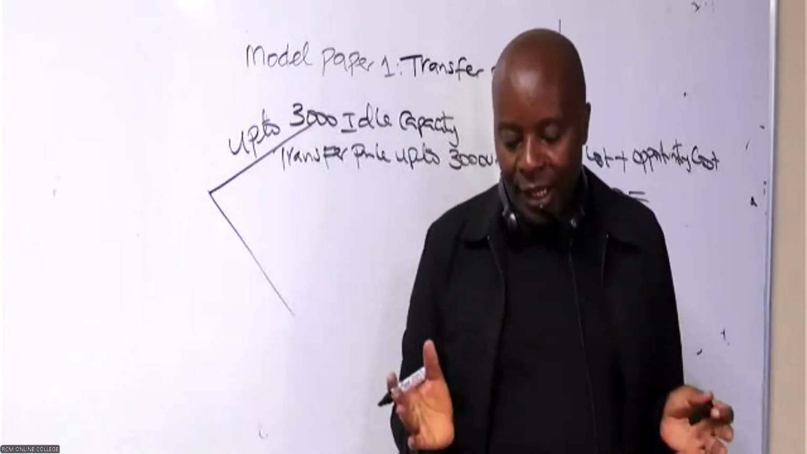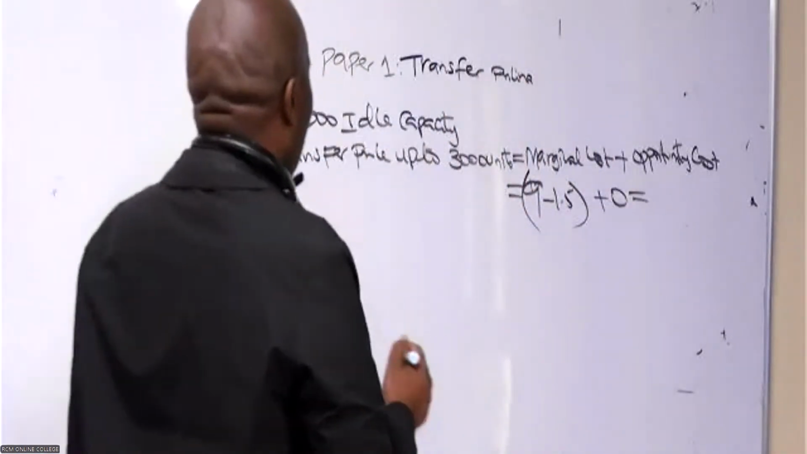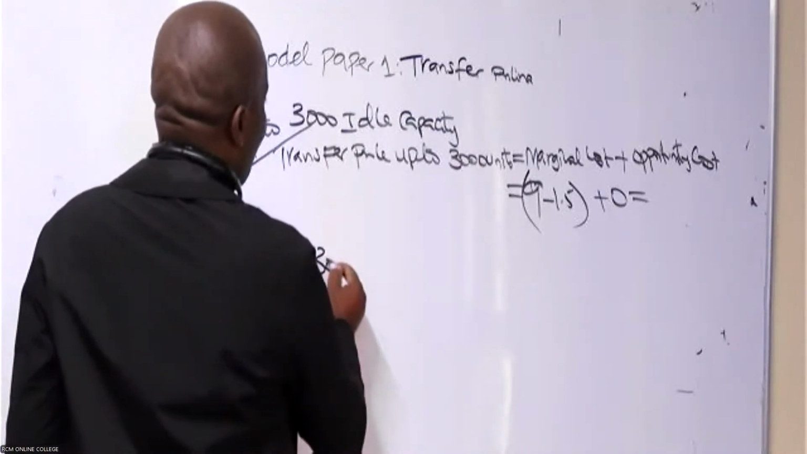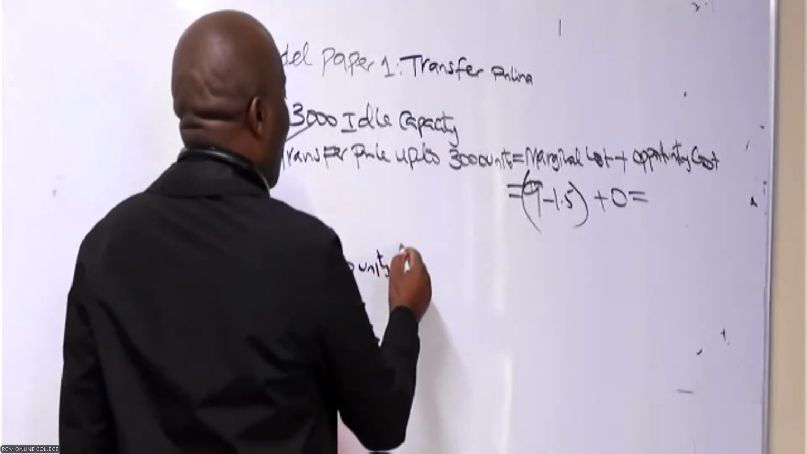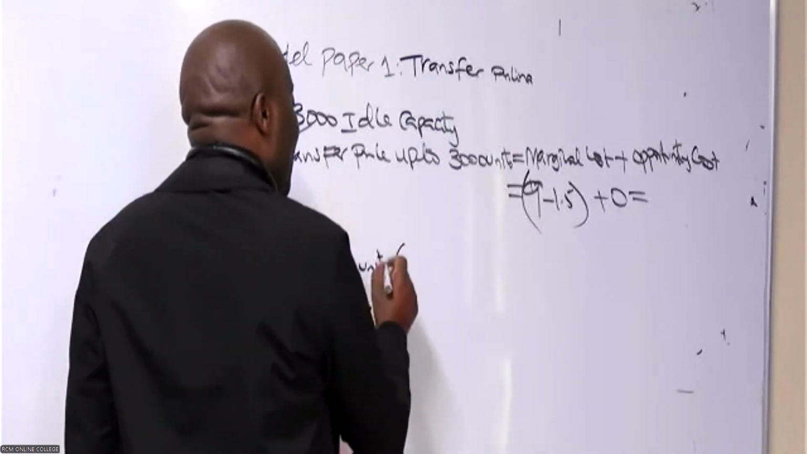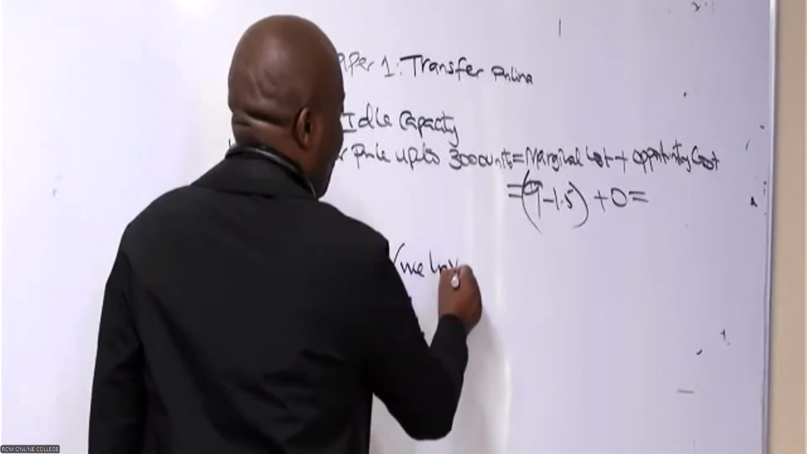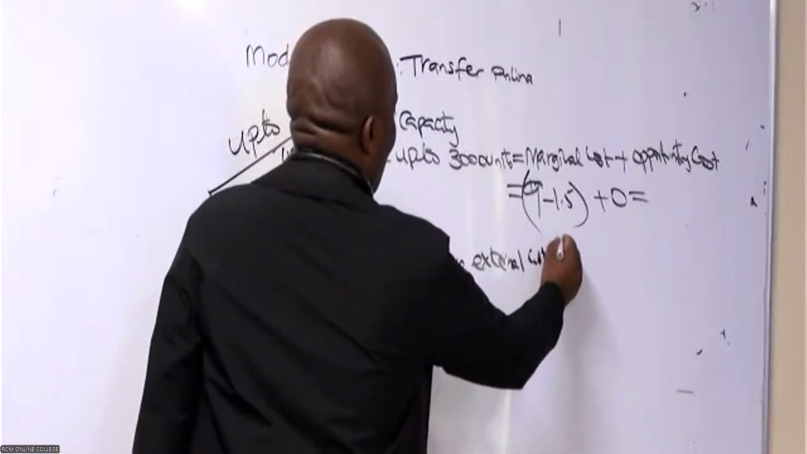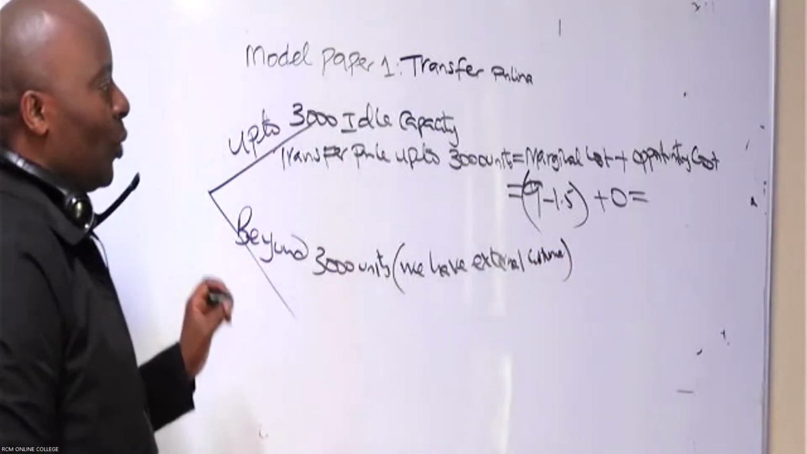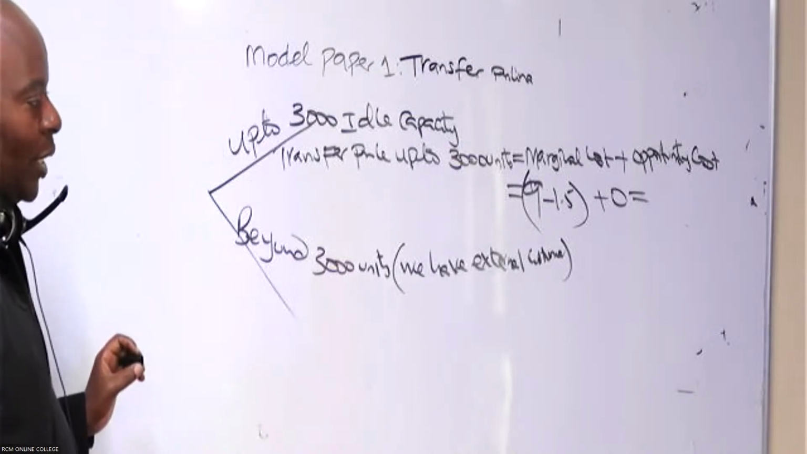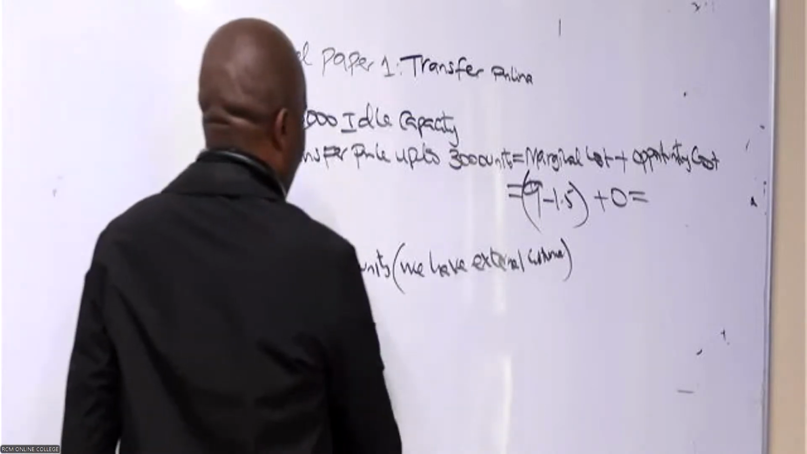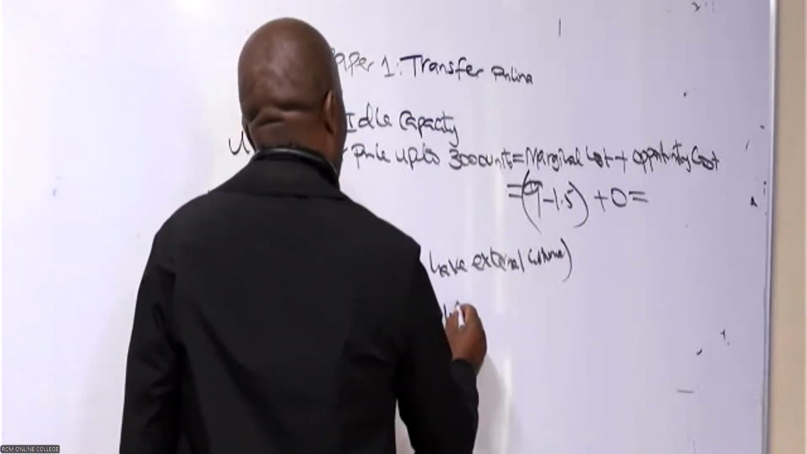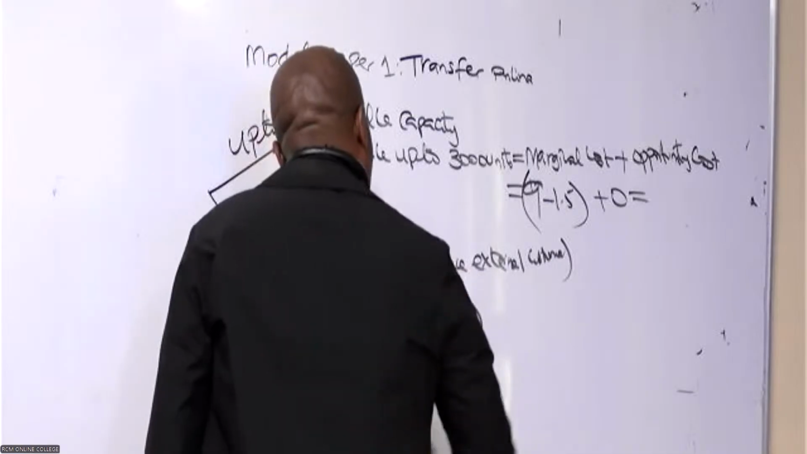But should we decide to go beyond 3,000 units, remember we have external customers then. Don't forget that. Remember, it is only up to 2,000 that you don't have customers. Then the transfer price in this case will be the marginal cost, 9 minus 1.5, because you are transferring these things internally.